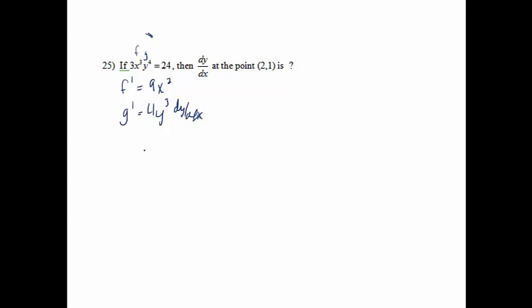Okay, then from here we're just going to go ahead and take the derivative using the product rule. It will be f prime times g, I'm just going to write that down: f prime times g plus f times g prime. So f prime is 9x squared times g, and g was y to the 4, plus f times g prime, 4y to the third dy/dx, and then equals the derivative of 24, which is just 0.